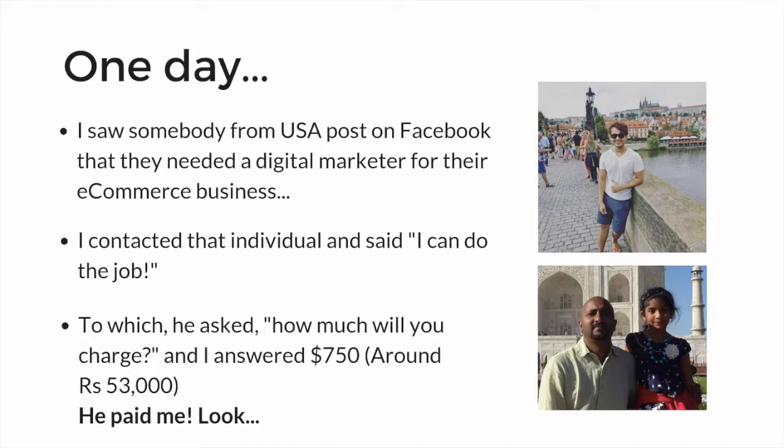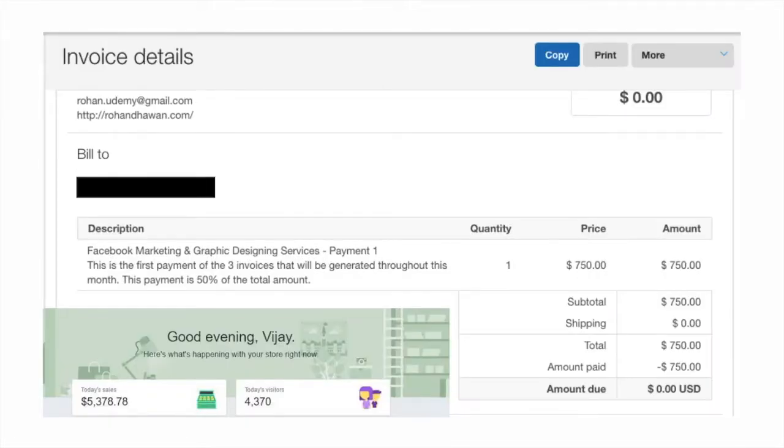And if you don't believe me, look at this. This was the very first invoice that I generated to this client. And he paid me $750 for just doing half of the work. This payment was 50% of the total amount. So after that, he paid me another $750. So that means I generated $1,500 for my first client ever on the internet.